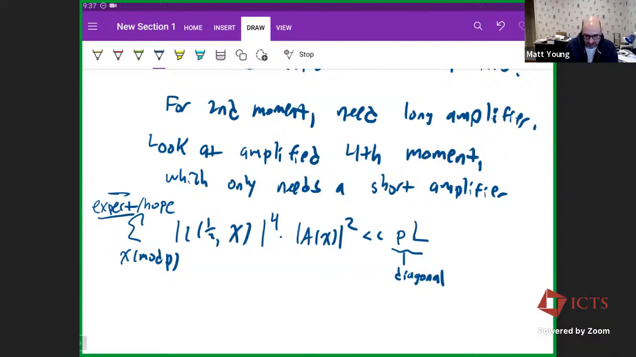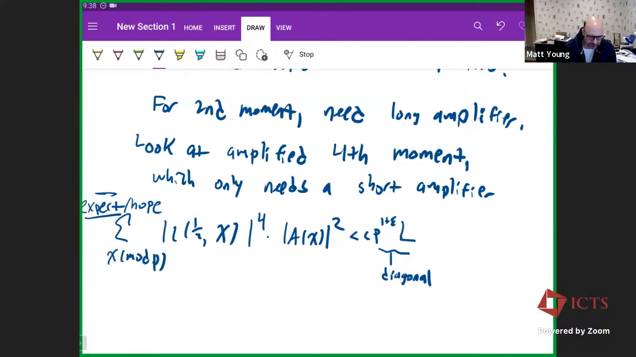So the fact that we're looking at a fourth moment, maybe I'll change this to P to the 1 plus epsilon. What that does is it changes the diagonal term: it involves divisor functions, so it's like a power of log times larger. It's just like when we were looking at the fourth moment of Dirichlet functions, or in general the 2kth moment, we had a higher power of log of p. So let's just sidestep that by putting in a p to the 1 plus epsilon.